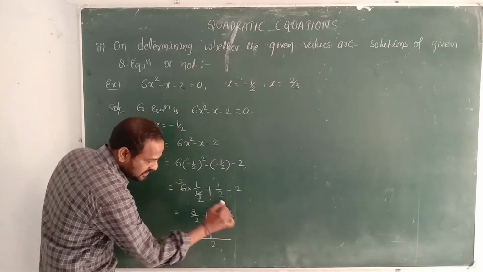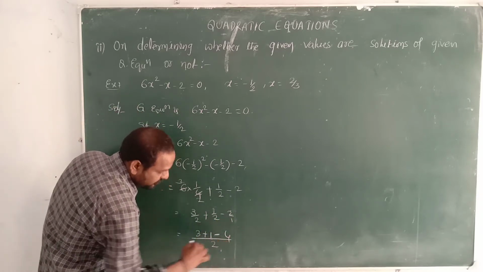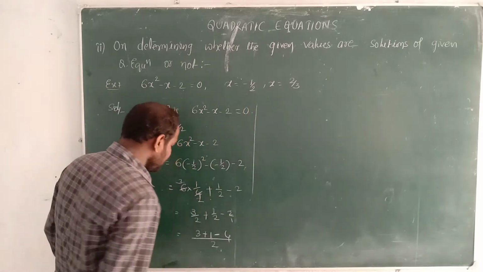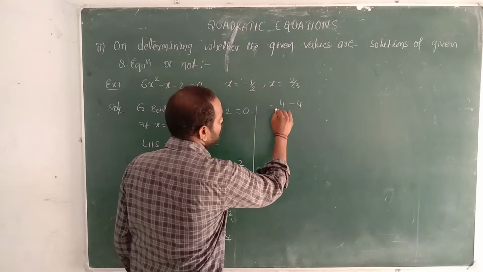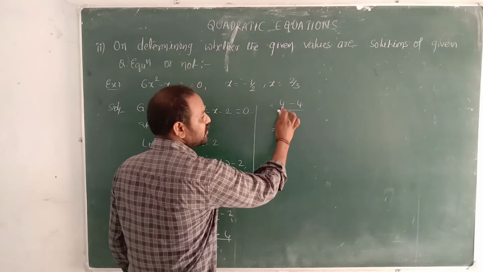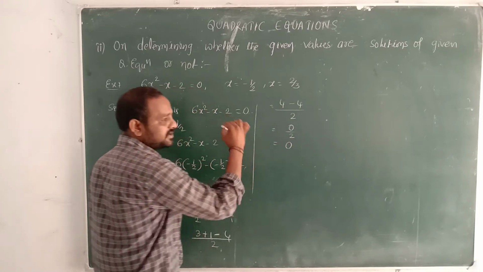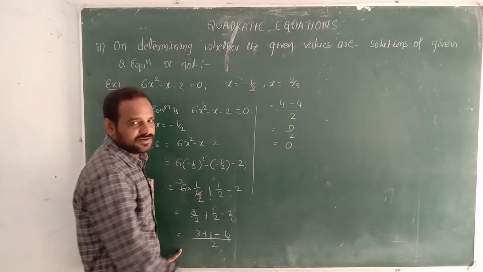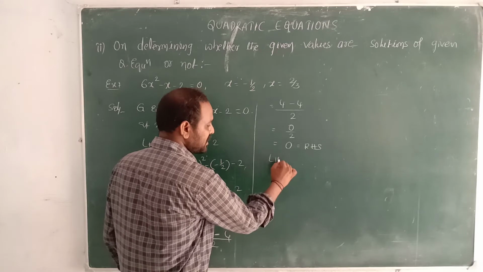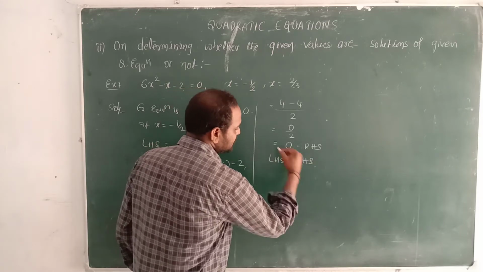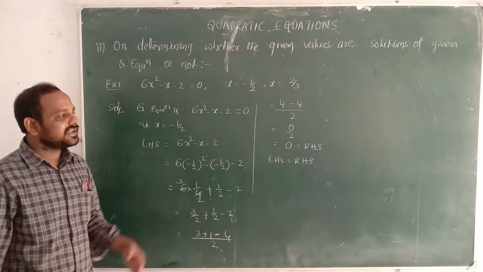1 2s are 2. So 2 into this denominator 2, 2 2s are 4. Which 4? Minus 4. So what is remaining here? 3 plus 1, 4 minus 4 whole by 2. So 4 minus 4 is 0 by 2. So 0 by 2 means 0. We know that 0 by something is equal to 0, so that becomes RHS. What is RHS? 0. So LHS is equal to RHS. So by substituting x is equal to minus 1 by 2, we got the result as 0.